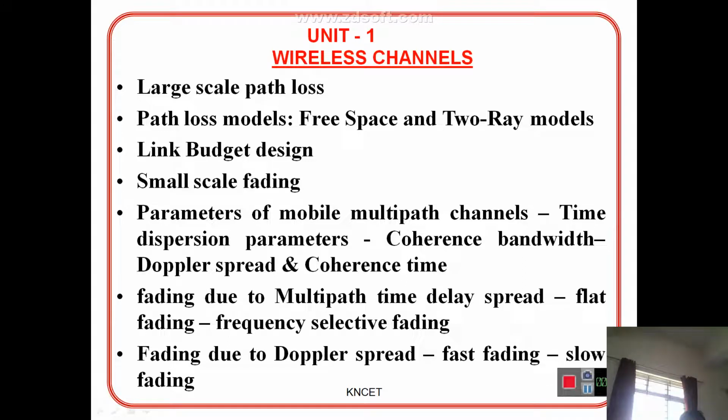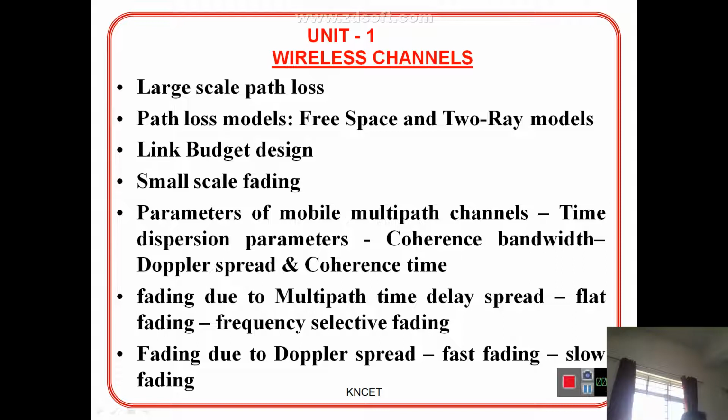Today we are going to discuss our subject topic, wireless communication. Our subject code is EC8652. First of all, we are going to discuss the objectives of our subject. The first objective is to gain knowledge about different parameters of wireless communication channels.